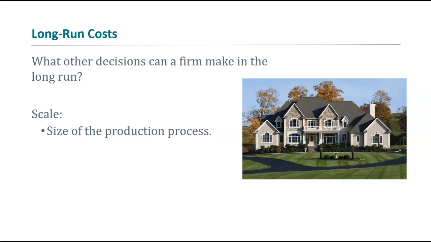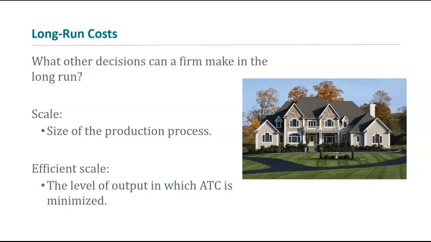And the goal then in deciding what scale, how big is your process going to be, is to find efficiency. You want to find efficient scale, which is the level of output in which average total cost is minimized. Average total cost being, what is your total cost per item that you're producing? Right? You want to minimize that. You want to make it as cheap as possible to produce a burger, right? So your average total cost should be minimized, and at that point, we have efficient scale.